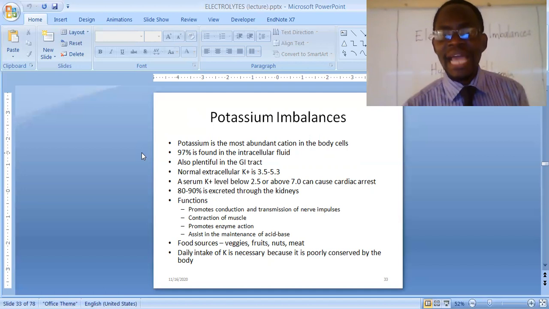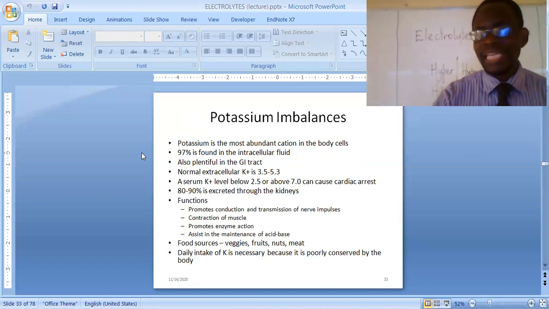But it can be very disastrous if it is high or even low. It can be very, very disastrous. So it can bring about cardiac arrest, in case it is very high or very low.